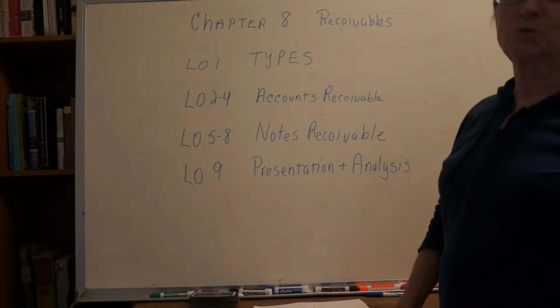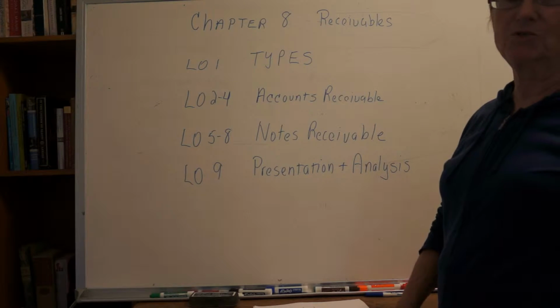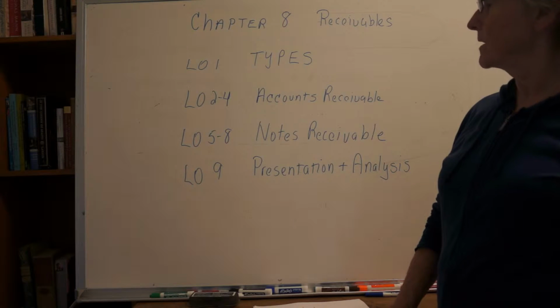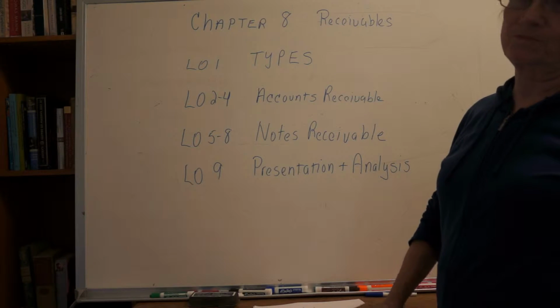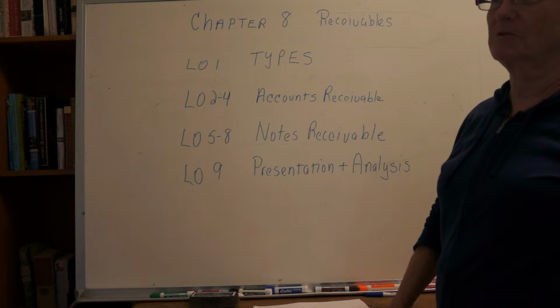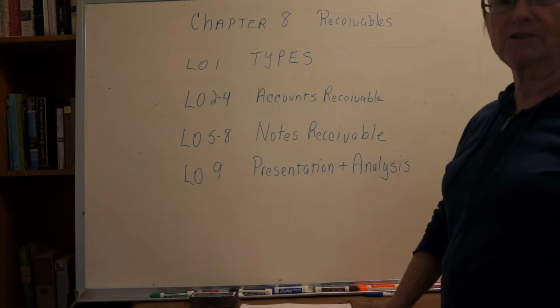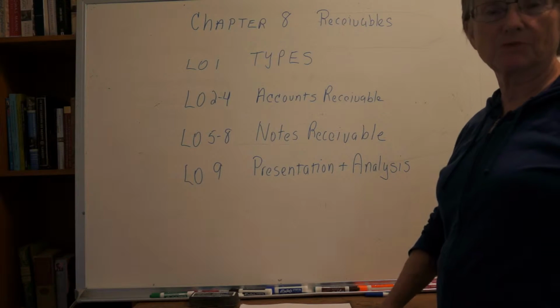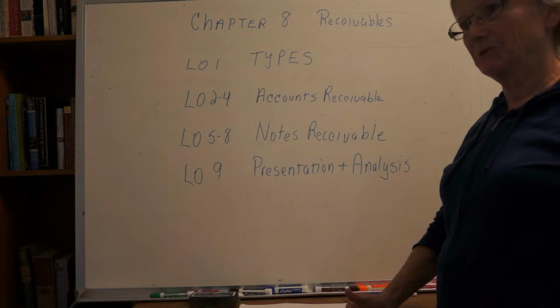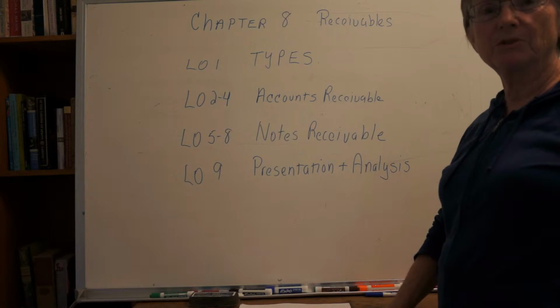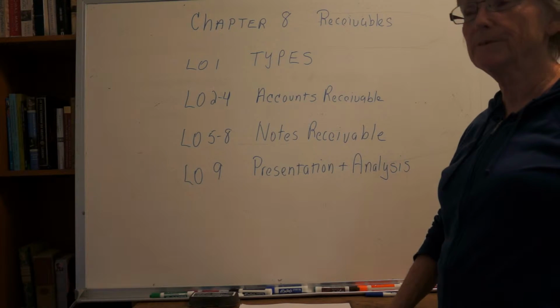The learning objectives 2 through 4 all pertain to accounts receivable. Some of this you have seen before, some of it will be new. But we have to learn how to recognize our accounts receivable. In other words, we put them on the books. We have to learn how to value them. At what value are we going to show them, report them?